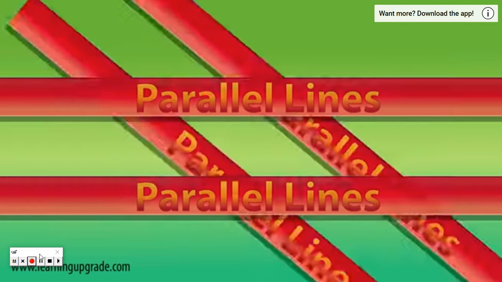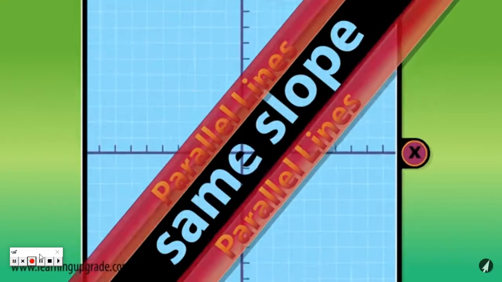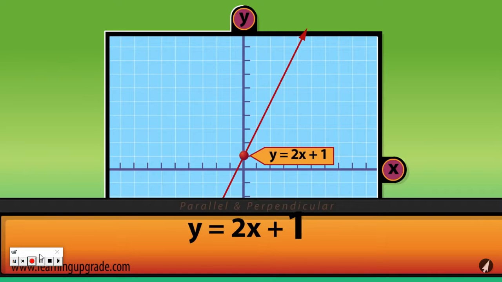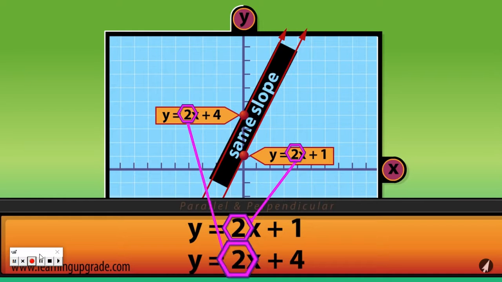Parallel lines never cross. Parallel lines have the same slope. Y equals 2x plus 1 is parallel to y equals 2x plus 4. They have the same slope.